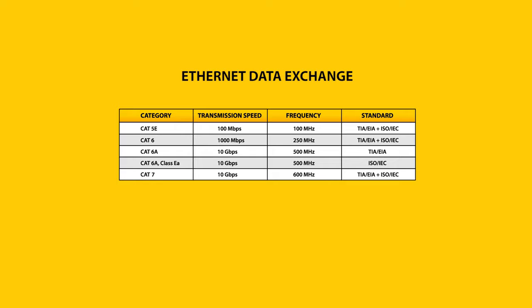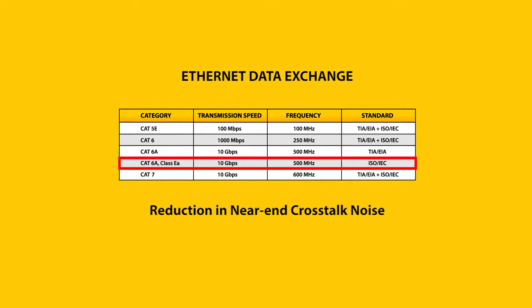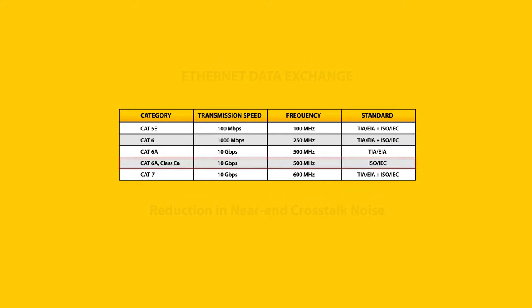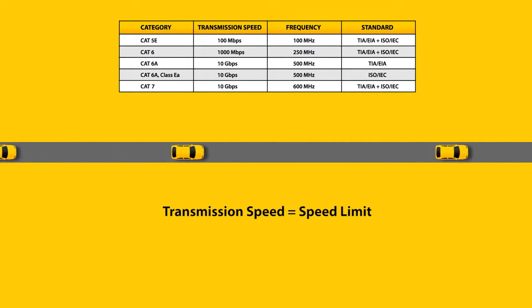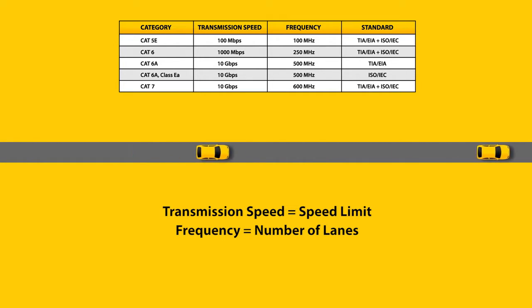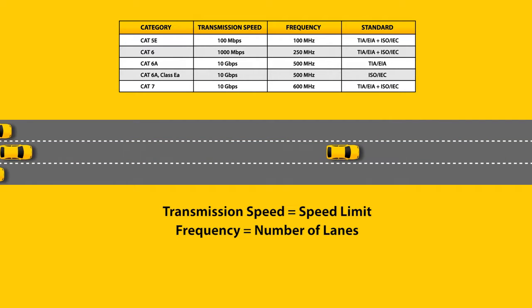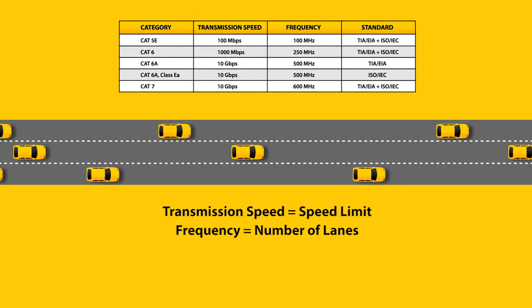The difference between the two Cat6a categories is the Class EA version provides a reduction in near-end crosstalk noise. If you consider the attributes of a cable in terms of a highway, it becomes easier to visualize the differences. Let's assume transmission speed equals speed limit on a highway and frequency equals the number of lanes. A higher frequency range increases the bandwidth, which adds more lanes. In basic terms, higher category cables can move more data at faster speeds.